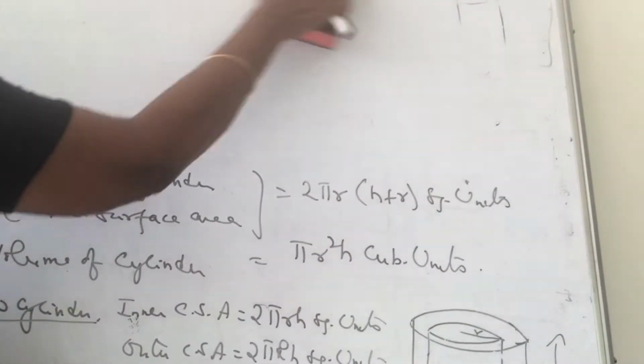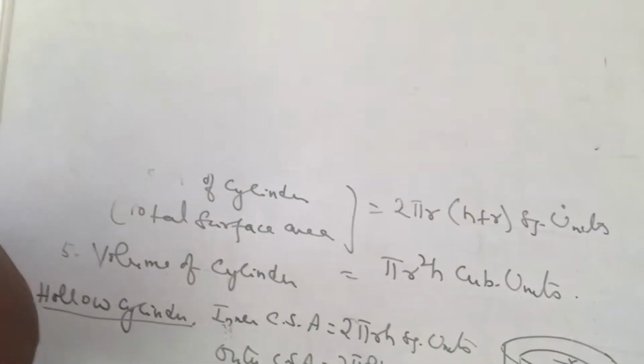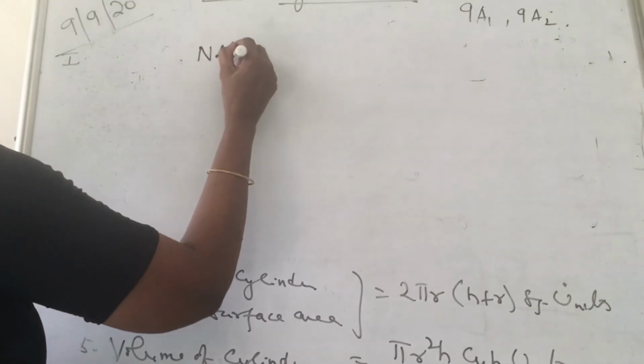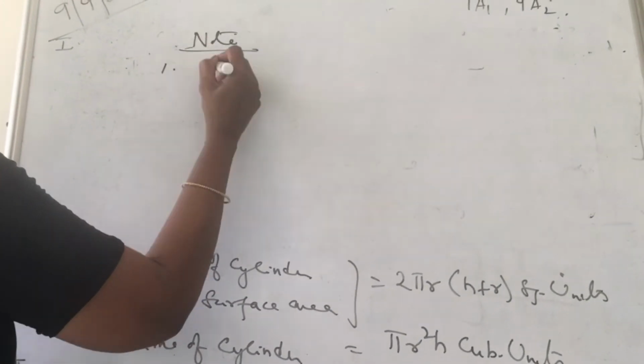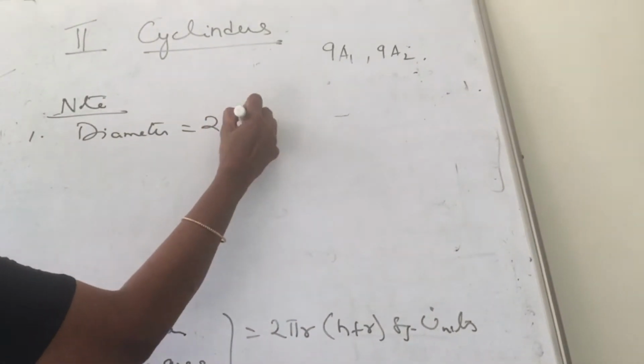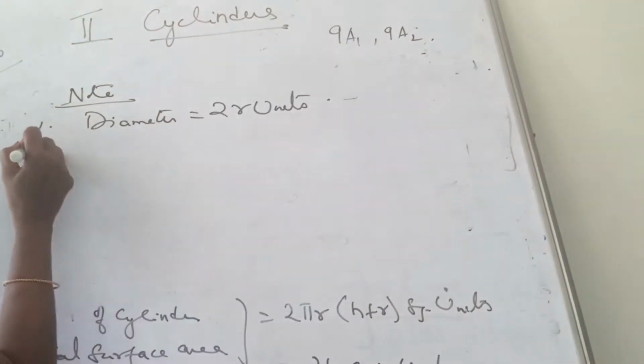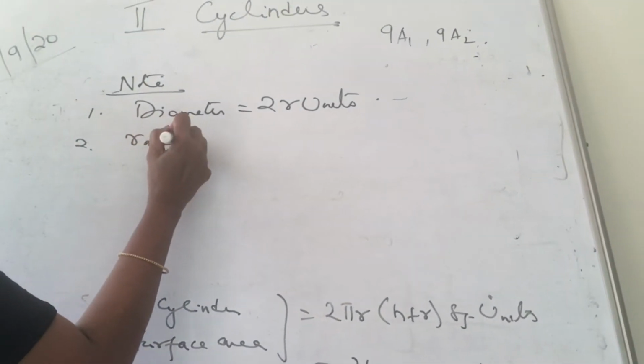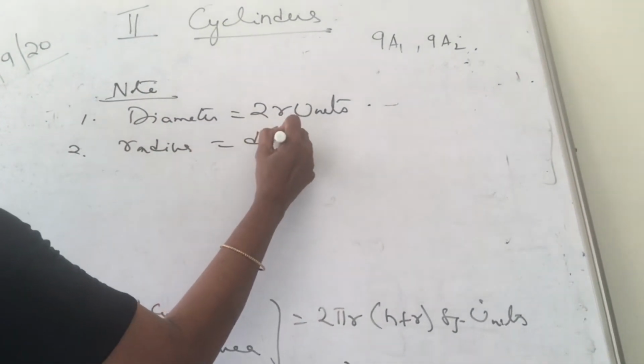Now please make a note, children. A note, so that you can use the concepts in diameter. You know what is diameter, children? 2r units, 2 into radius. Radius, when diameter is given, is diameter by 2.